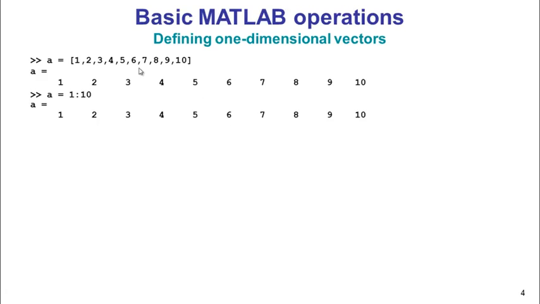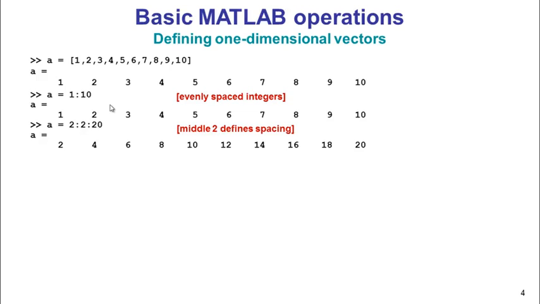Now you say, what if you didn't want them to be spaced with a spacing of 1? What if you just wanted odd numbers, or just even numbers? You could type in a equals 2 colon 20, and that would give you just the even numbers between 2 and 20: 2, 4, 6, 8, 10, etc. So this middle number, in between 2 and 20, defines the spacing. Start at 2, end at 20, and the spacing in between them should be 2.